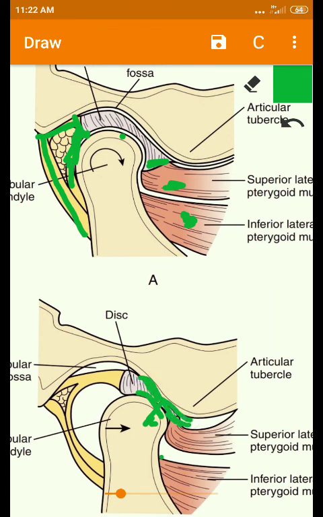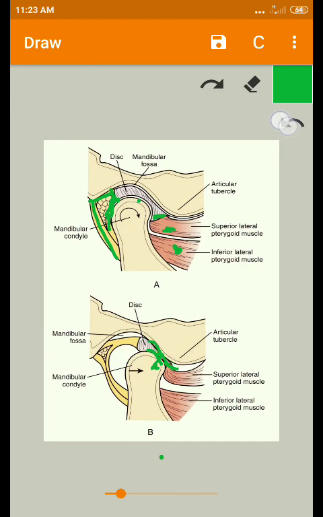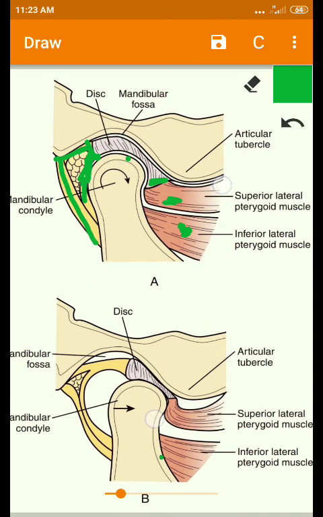Then what happens? The attachments which are present on the posterior aspect, here the superior lamina stretches and helps in the translation of the anterior disc, whereas the inferior lamina, here in the picture you can see, during rotation it is still attached to the neck of the condyle.